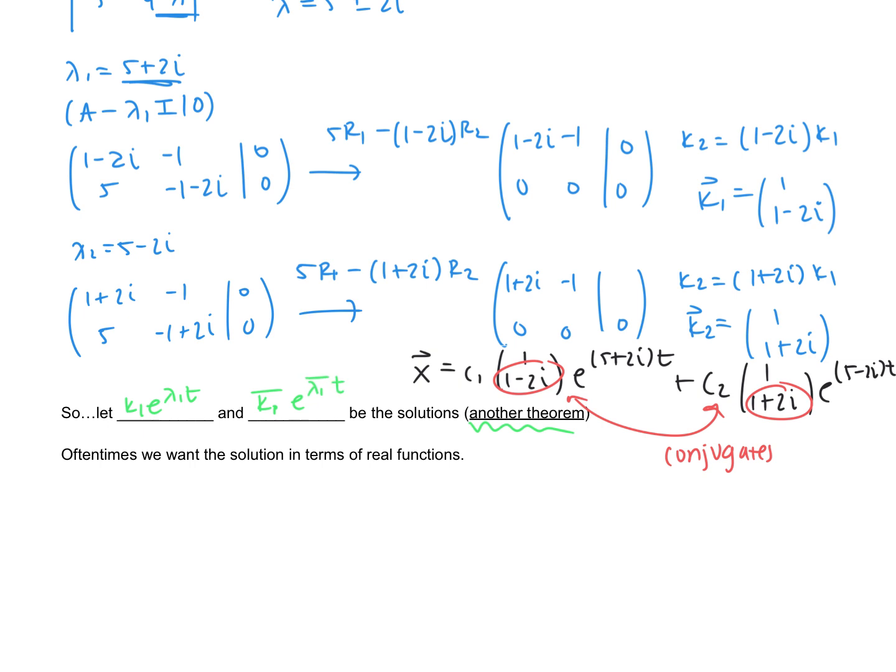So that's our theorem. Now, of course, we take a look at these solutions and think, well, I don't want these complex solutions or these complex eigenvalues. We often want our solution in terms of real functions. So how do we do that?